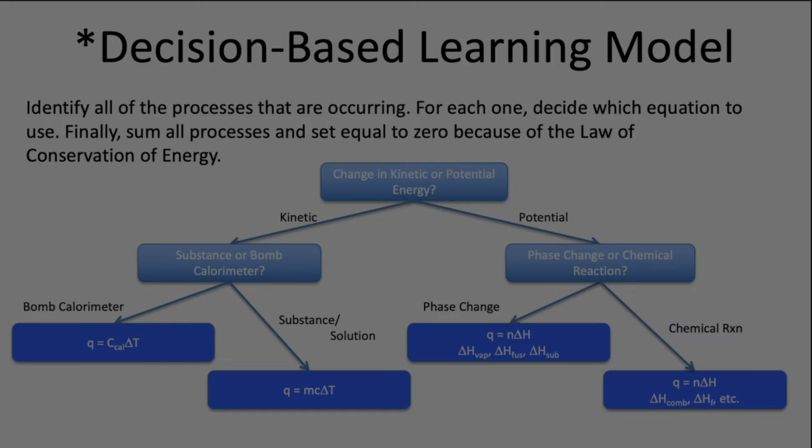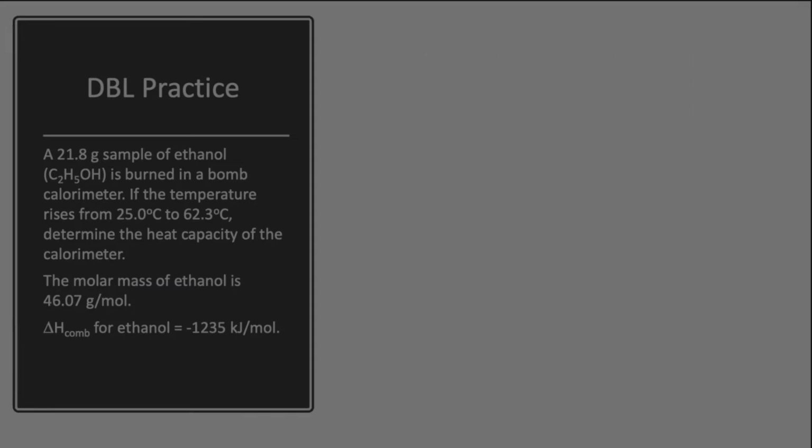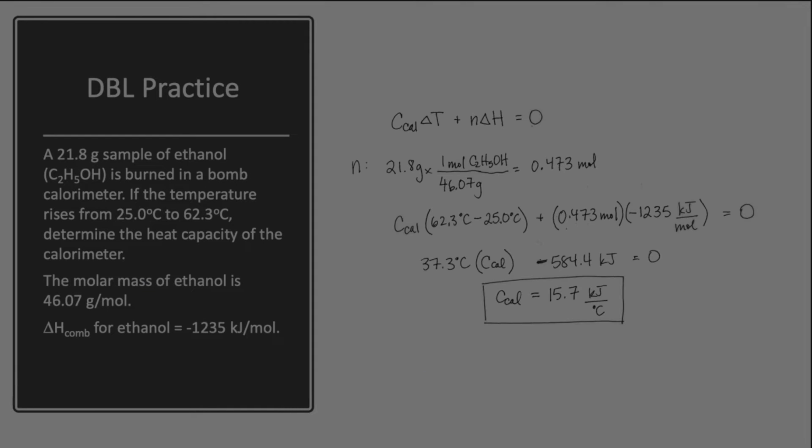Coming back to the top, now I have my bomb calorimeter. That's going to be heating up, so it's a change in kinetic energy. And it's a bomb calorimeter, so I'm going to have Q equals C cal delta T. So if I come back to my problem, I'm going to have a Q for my calorimeter, and I'm going to have a Q equals n delta H for my chemical reaction. I can calculate my number of moles, and then I can do all of these calculations to solve for C cal, the heat capacity of the calorimeter.